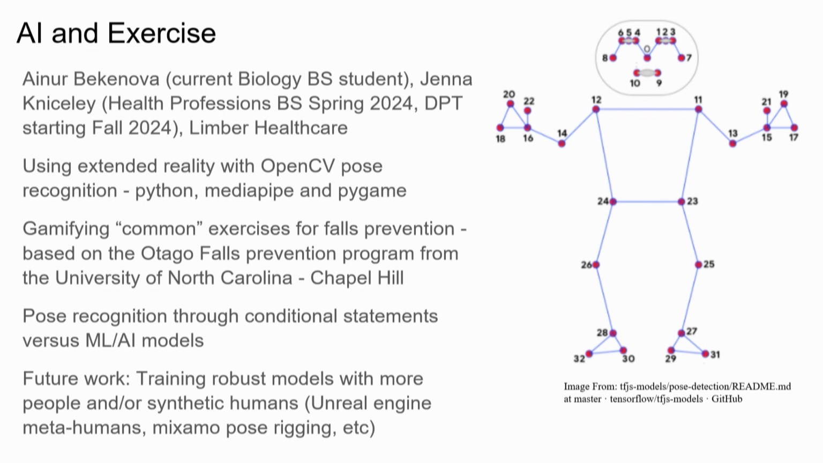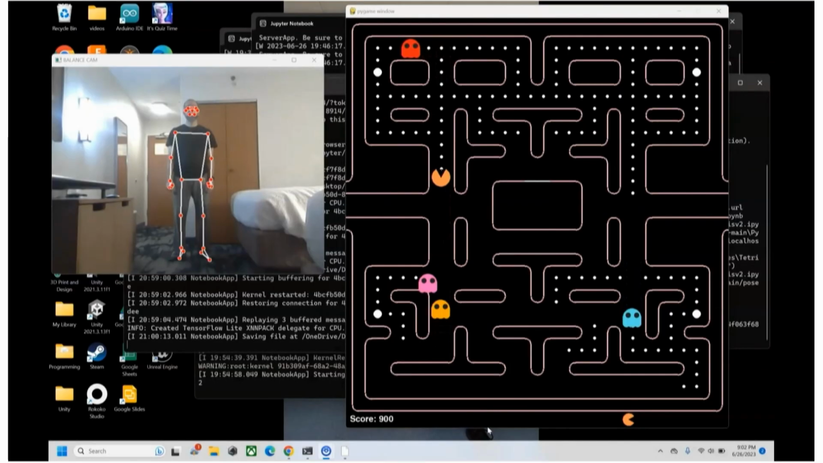We're training based on conditional statements, so if, then, that kind of stuff, and also trying to develop some machine learning models to recognize these poses as well. We have some ideas on how to improve this, training more robust models with more people, or because I like sitting in the basement and hiding from people, trying to create synthetic humans. So maybe some of my little Unreal MetaHumans, we can train those to be our data samples.